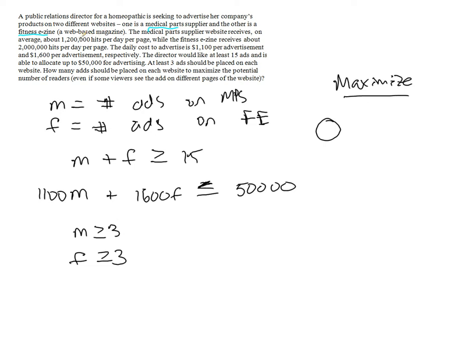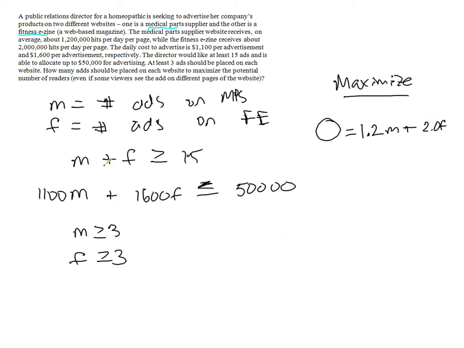So we know that the medical part supplier receives 1,200,000 hits per day. So we'll just do 1.2 times the number of ads, because we're assuming that all of the people will see those ads, plus 2.0 times f. Now that may be a bad assumption, but sometimes that's the best that we can do because we can't always keep track of all the pages that people visit.